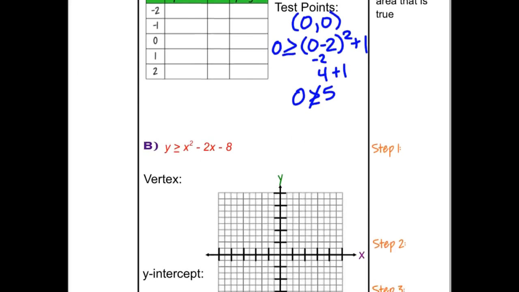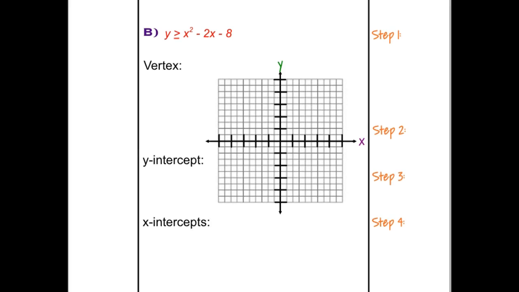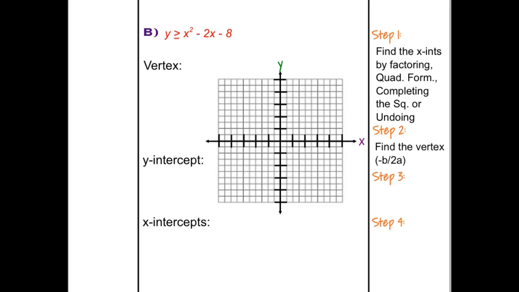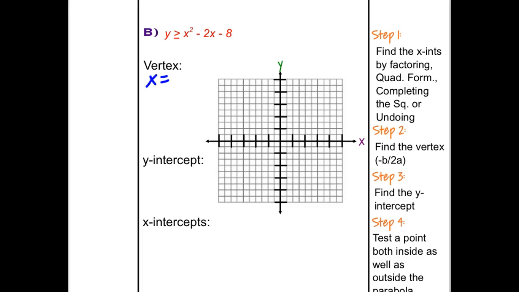So let's take a look at one now in standard form. When we have standard form, we're going to find our x-intercepts, we're going to find our y-intercept, we're going to find our vertex, and we're going to graph it and test our points. So the vertex is going to be x equals the opposite of b over 2a. Opposite of b is positive 2 over 2 times 1. 2 times 1 is 2. 2 divided by 2 is 1. So that means my vertex is 1 comma something.